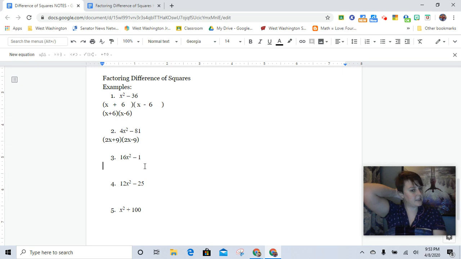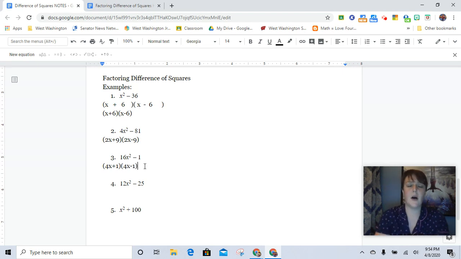16x squared minus 1. Does this even qualify? Well, 16 is a perfect square. x squared is a perfect square. Is 1 a perfect square? 1 is that perfect square that everybody forgets about, right? So this would be a difference of squares. 4x plus 1 and 4x minus 1.